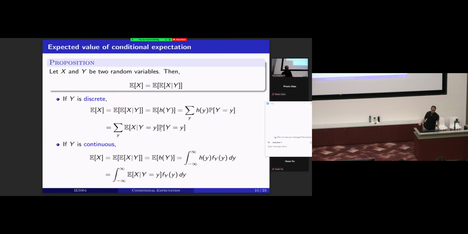About this conditional expectation, there's a very useful result like this. It could seem confusing at first glance. Let's consider two random variables x and y. This proposition says that the expectation of x is equal to the expectation of the conditional expectation of x given y. Some of you may feel a bit confused about this notation. I will give you the detailed interpretation of this result when y is discrete and continuous.